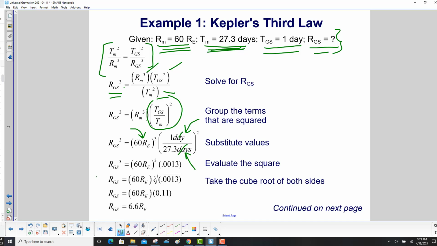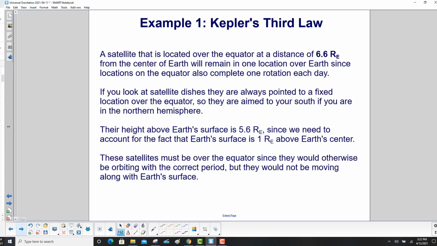Now we take the cube root of both sides. So the distance of the geosynchronous satellite from the center of the Earth is 60 times the distance of the moon from the center of the Earth times the cube root of 0.0013. Cube root of that is 0.11. And finally, for the geosynchronous satellite to have a period of 1 day and stay in the same position over the equator, that distance from the center of the Earth is 6.6 times the radius of the Earth. And we'll have some discussion on the next page.